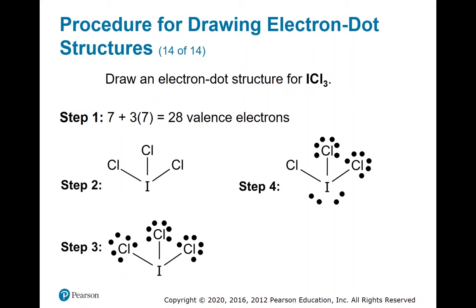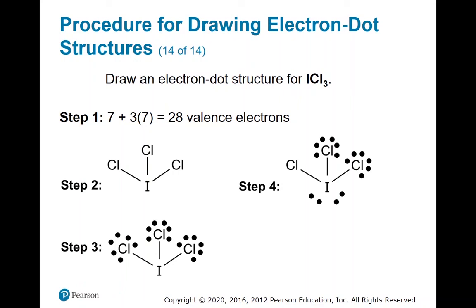Step 2 asks you to put the molecule together, at least the skeleton of it, essentially. And between iodine and chlorine, iodine is less electronegative than chlorine, so it's a better candidate to go in the central part of the molecule. So we'll take our iodine, we'll attach the 3 chlorines to it with 3 single bonds.